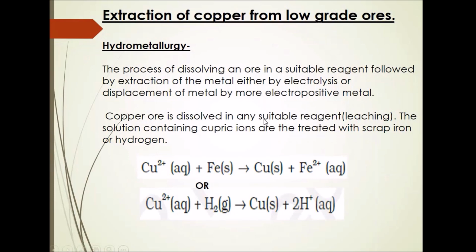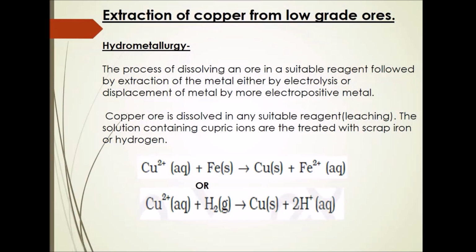The copper ore is dissolved in a suitable reagent, and the process is called leaching. Any ore dissolved in a suitable reagent, the process is called leaching. The solution containing cupric ions, that is Cu2+ ions, is treated with scrap iron or hydrogen. So in this reaction you can see very easily, once this copper ore is dissolved in a suitable reagent, the cupric ions, that is Cu2+ ions which are formed, are treated with either iron or hydrogen. That is, it forms copper.